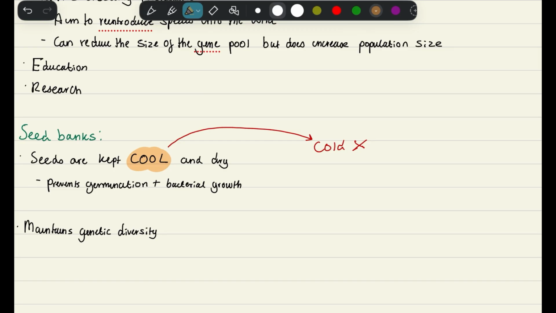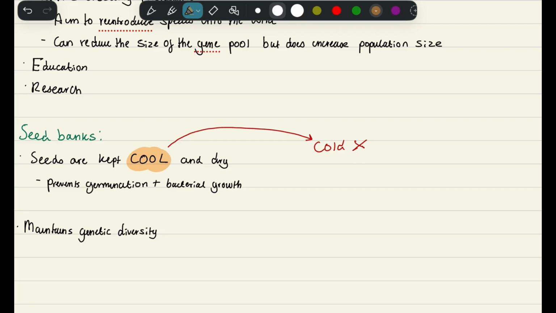It's cool. And the reason we do this is, if it's cool, you lower the enzyme activity, right? So enzymes have less kinetic energy. You don't get germination of seeds, so they stay as seeds. Also dry, bad for bacterial growth. Bacteria like to have a bit of moisture. So if you dry the seeds as well, it's going to prevent that.